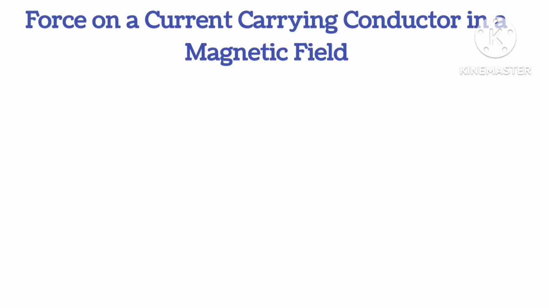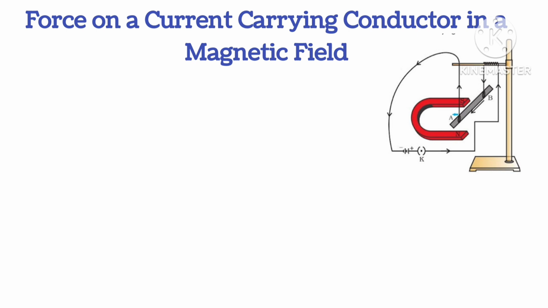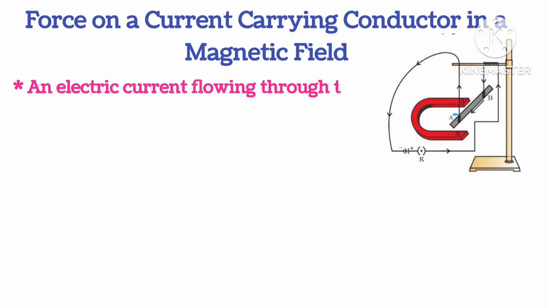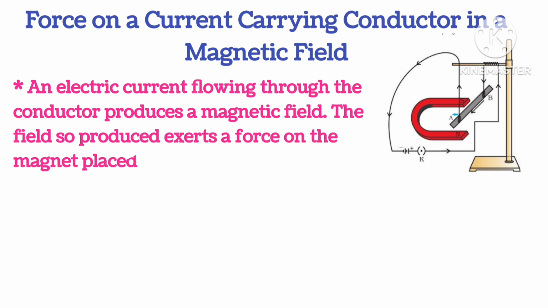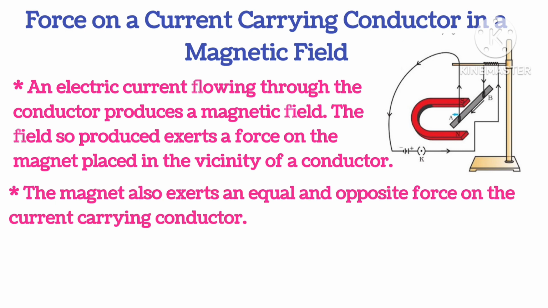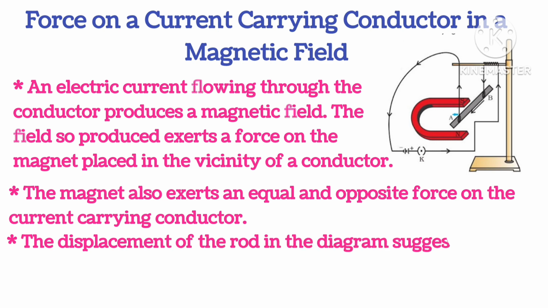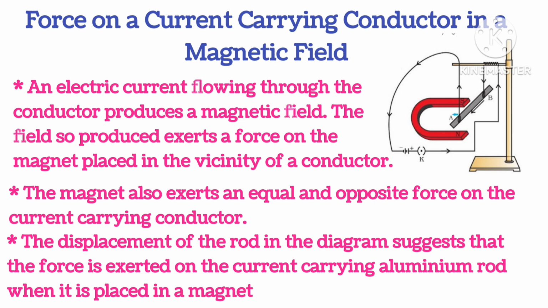Force on a current carrying conductor in a magnetic field. An electric current flowing through the conductor produces magnetic field, and the field so produced exerts a force on the magnet placed in the vicinity of the conductor. The magnet also exerts an equal and opposite force on the current carrying conductor. The displacement of the rod in the diagram suggests that the force is exerted on the current carrying aluminum rod when placed in a magnetic field.